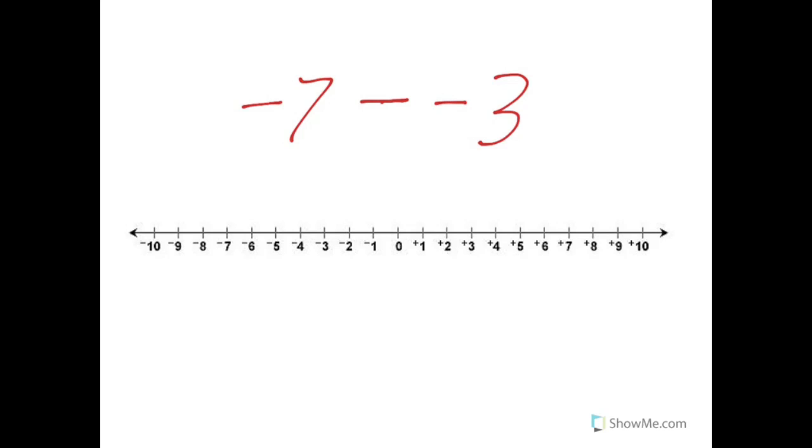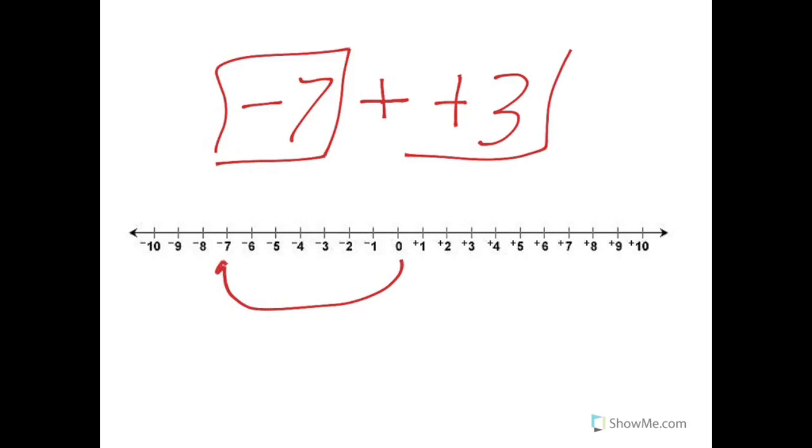The trick here would be this. If you've ever heard of a double negative, right? Okay, they kind of cancel each other out. So when you see a minus a negative, you can turn that into adding a positive. Okay? So I would go back 7 spots to the left for negative 7, and now I'm going to go to the right 3 spots. 1, 2, 3. I end up with negative 4.